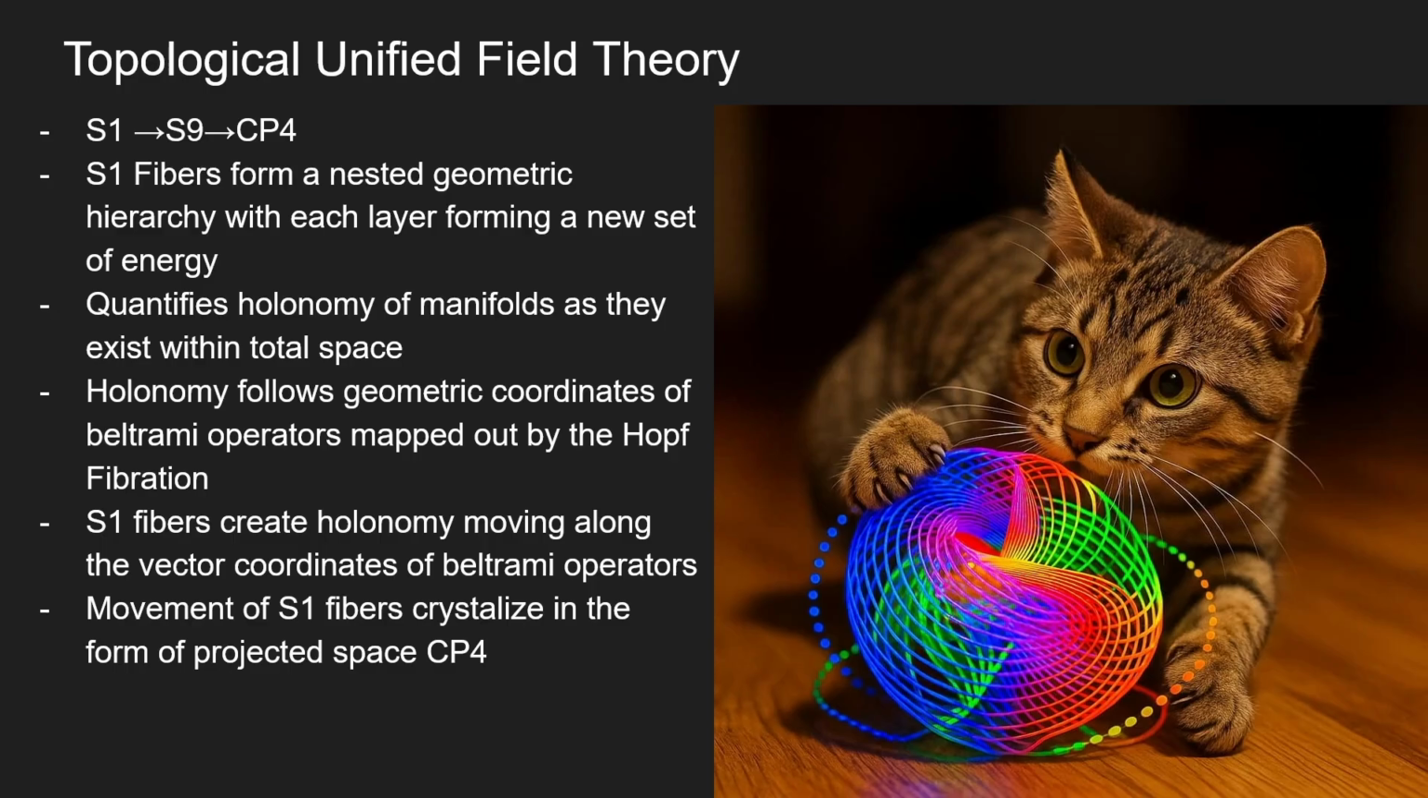So we are a universe that is projected from the totality of all S1 fibers, which is represented by S9. So S1 is the fibers, individual fibers. S9 is the totality of all these fibers. And CP4 is the projected space, which we know as universes. So these S1 fibers form a nested geometric hierarchy, with each layer forming a new set of energy.